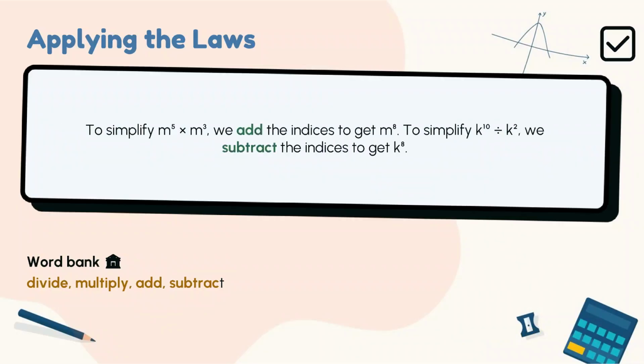The answer is, to simplify m to the power of 5 times m cubed, we add the indices to get m to the power of 8. To simplify k to the power of 10 divided by k squared, we subtract the indices to get k to the power of 8. So remember, when multiplying with the same base, add the powers. When dividing with the same base, subtract the powers.